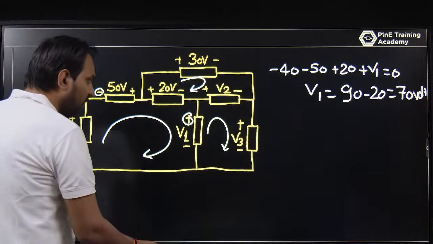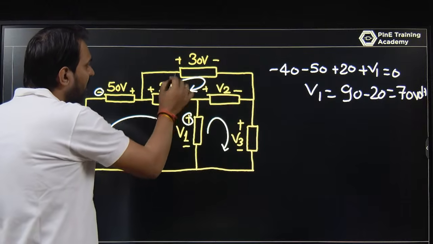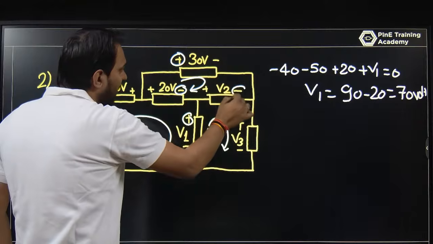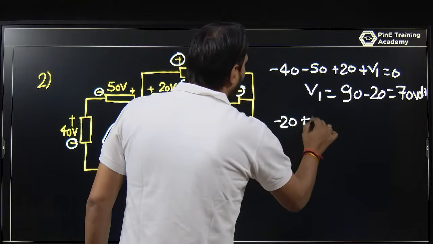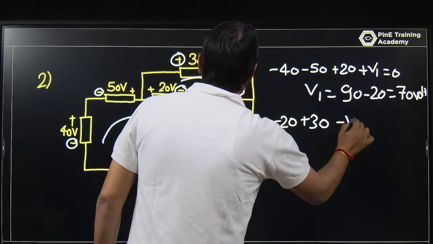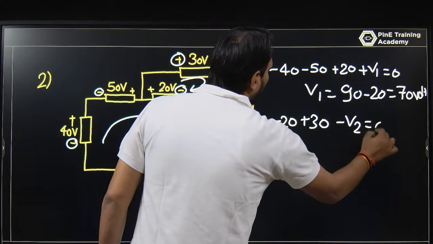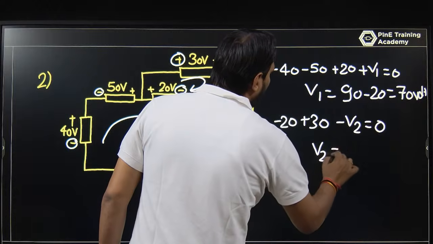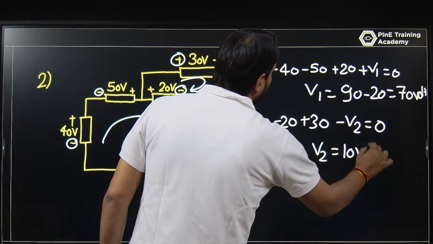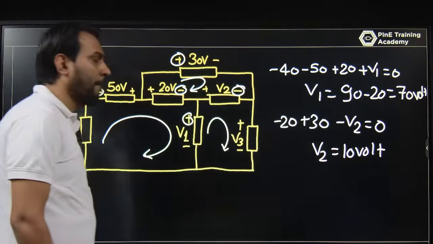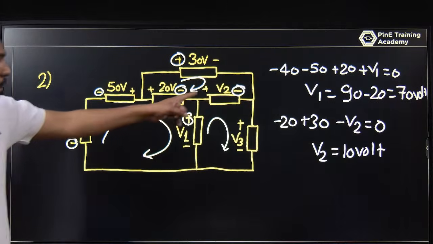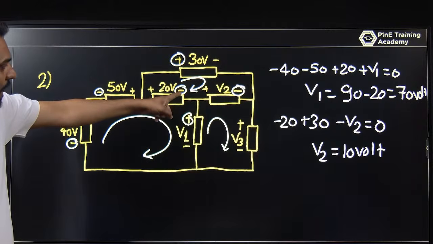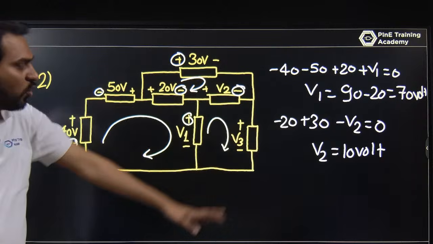So if you are using this loop, what happens? This is the first sign of this, and this is the first sign. So this is minus 20 plus 30 and minus V2 is equal to 0. So V2 is equal to 10 volt. So this is minus V2 minus 20 plus 30. So V2 becomes 10 volt.